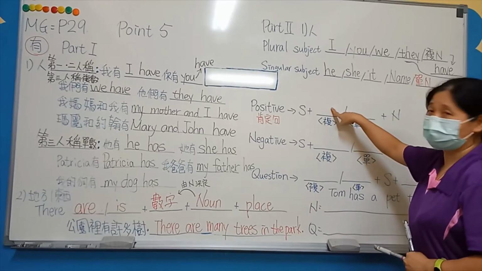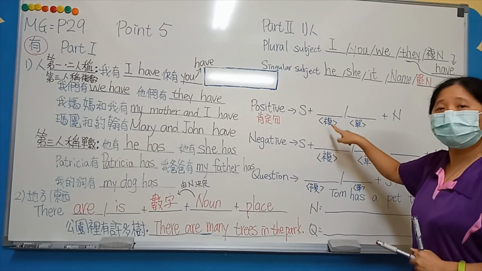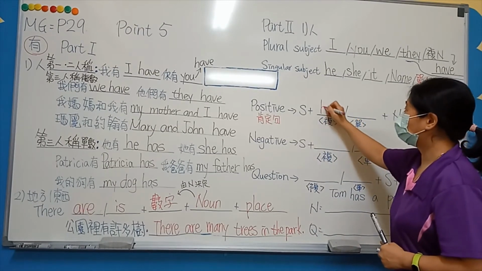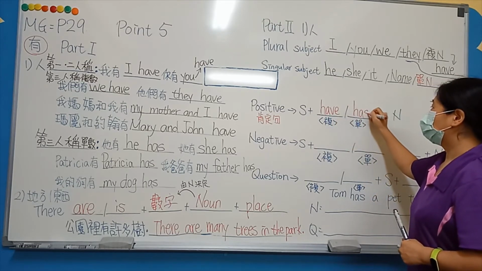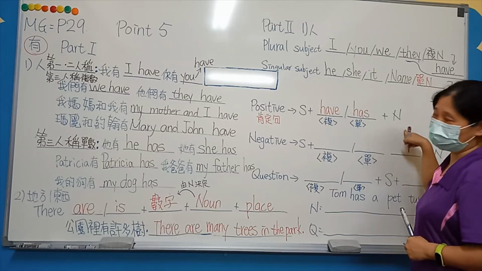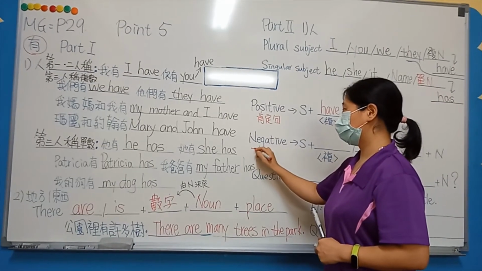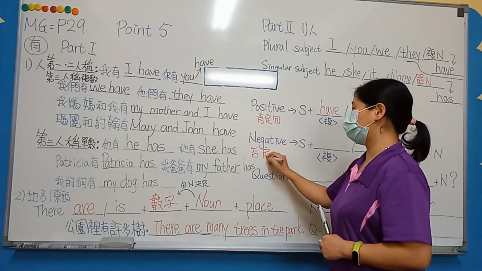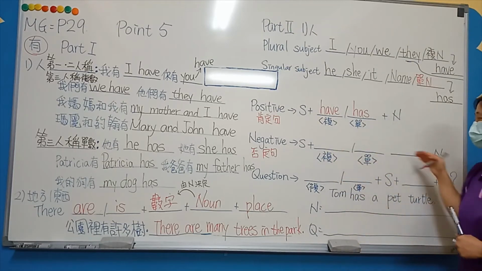Can you write down has here? No. Why? Because it's plural. For plural noun. Okay? So here you need to write down have. Has. Put down a. Negative. What is negative? Negative is 否定语. So check here.